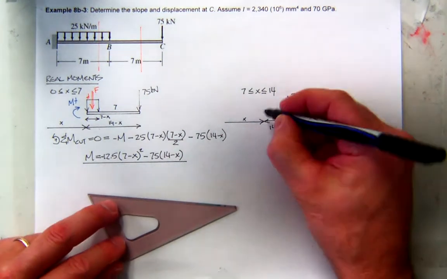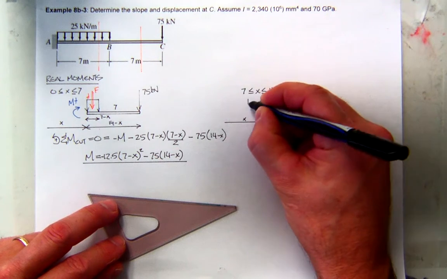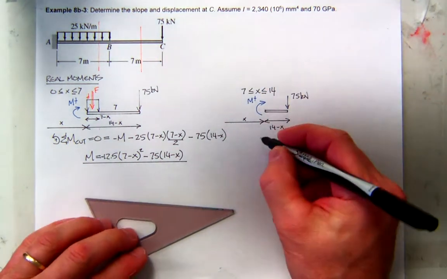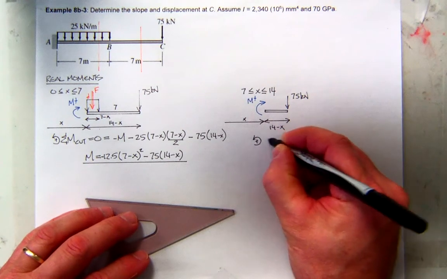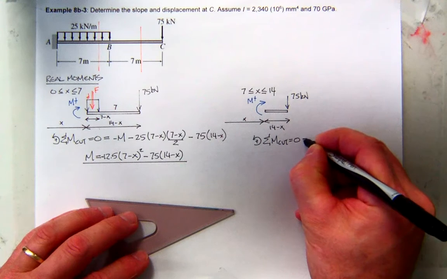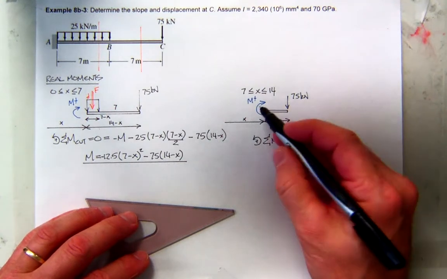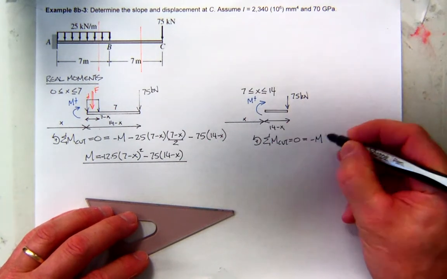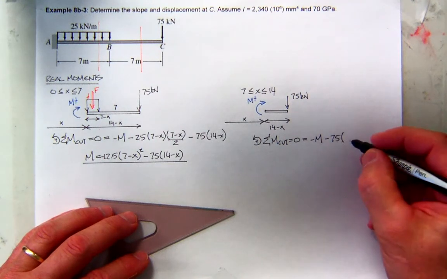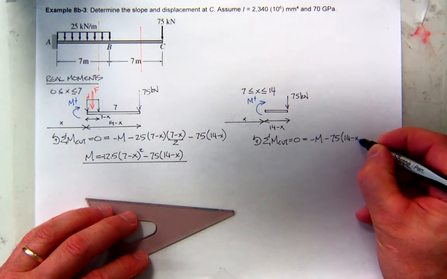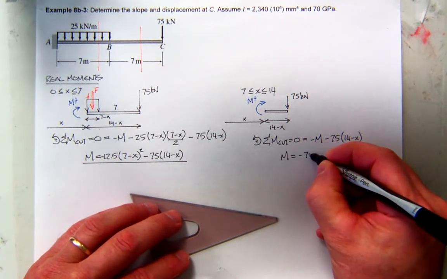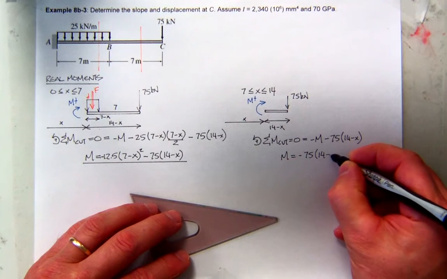And then internally, there's my maximum moment. Well, you can see right away that's a little easier to deal with. So if I sum moments at the cut here, what do I get? Well, that's a negative moment. 75 creates negative moment at a distance of 14 minus x. So it looks like the moment here is negative 75 times (14 minus x).